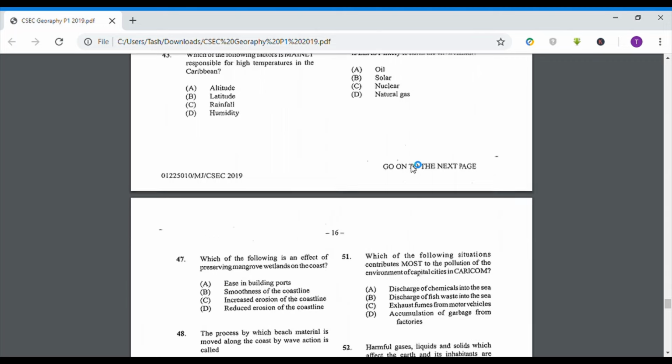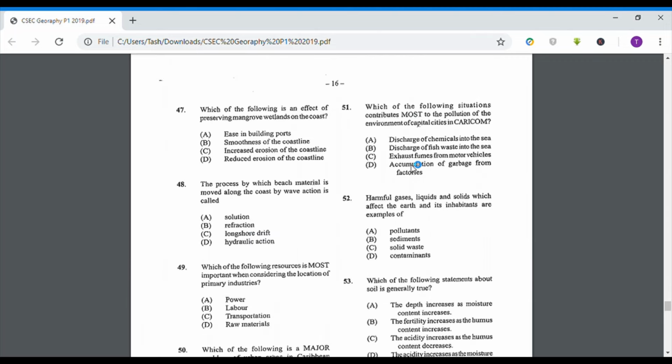For 47, which of the following is an effect of preserving mangrove wetlands on the coast? Effect of preserving mangrove wetlands on the coast. So A, there's an ease in building ports. B, smoothness of the coastline. C, increased erosion of the coastline. D, reduced erosion of the coastline. The answer for this one is going to be reduced erosion of the coastline.